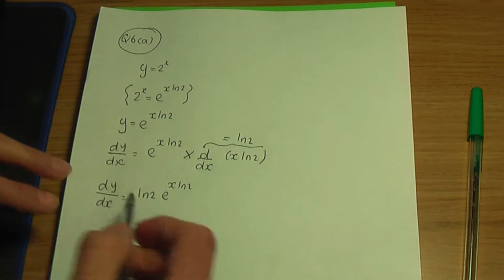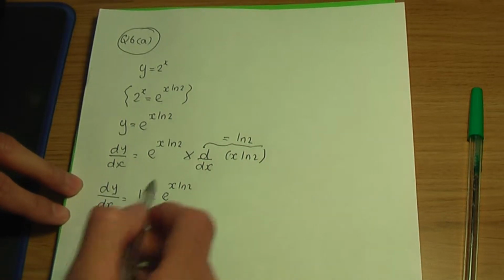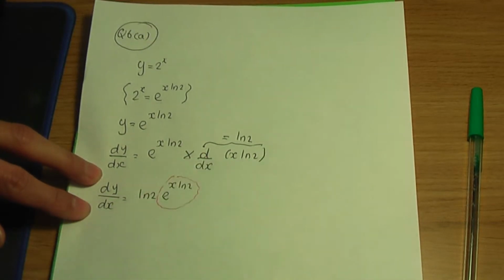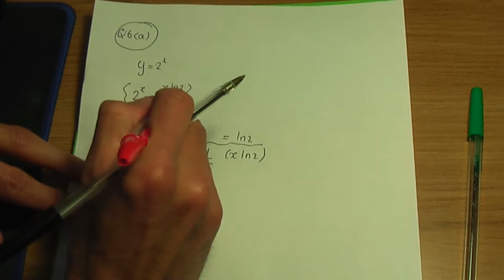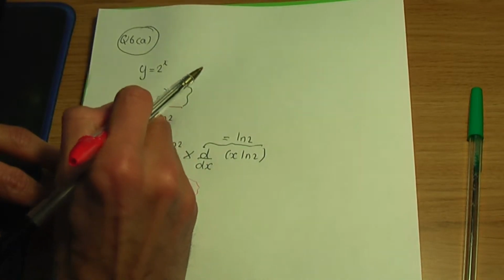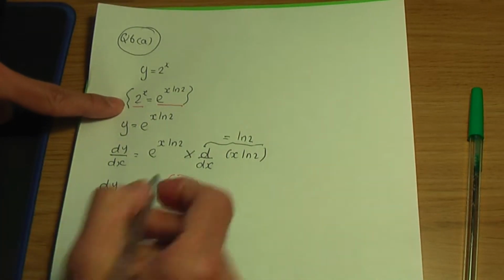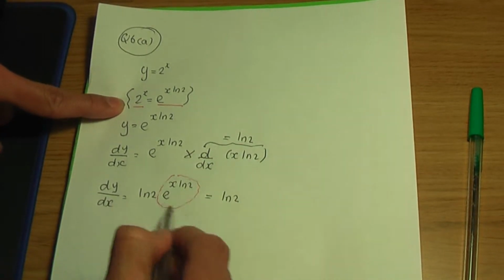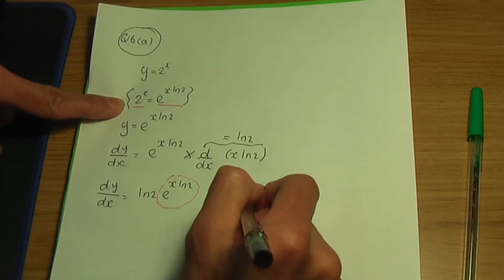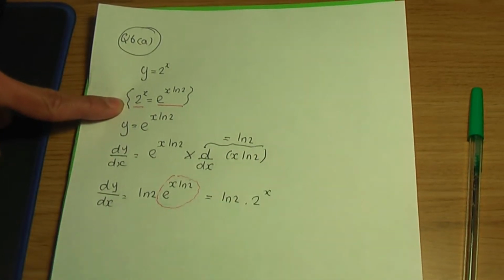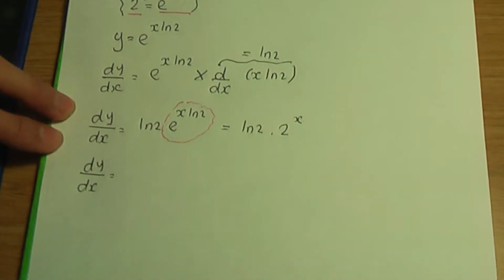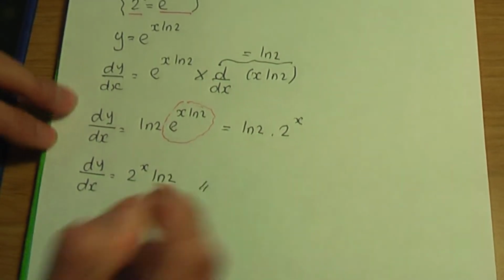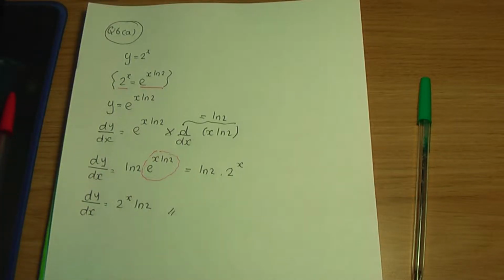Now, let's simplify this further. We can simplify because e to the power x ln 2 is the same as 2 to the power of x. So I can rewrite this answer as ln 2 times 2 to the power of x, or we can just as well rewrite this answer as 2 to the power of x ln 2, as required. So that completes part A to this question.